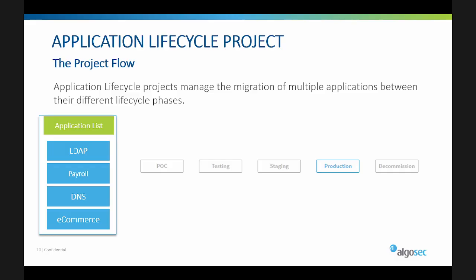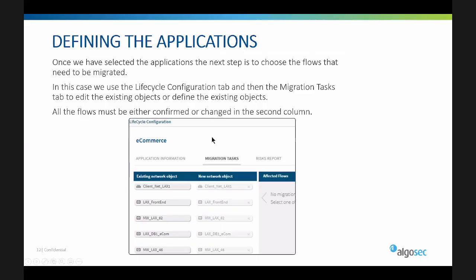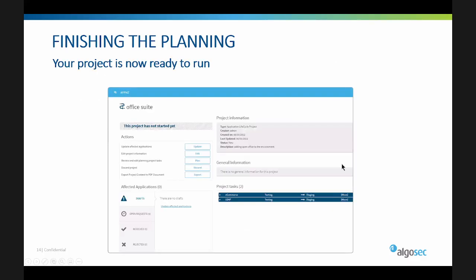Okay, so I can move either a single application from phase to phase or multiple applications from phase to phase. Okay, so like I said, you can either move them straight across from phase to phase, or you can clone them. If there's particular flows, we can define them. Once we've finished the planning, we do done planning. We see information about the config. This is the config actually for the life cycle change. And we run the project.